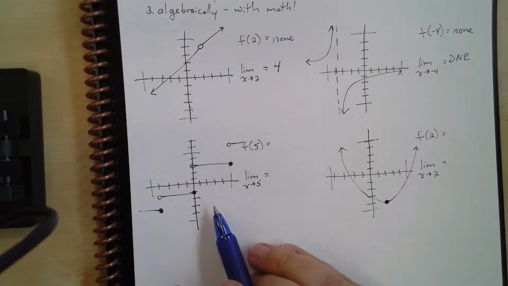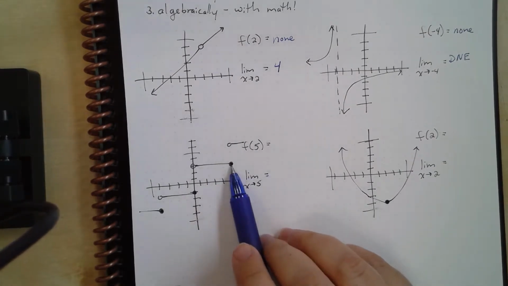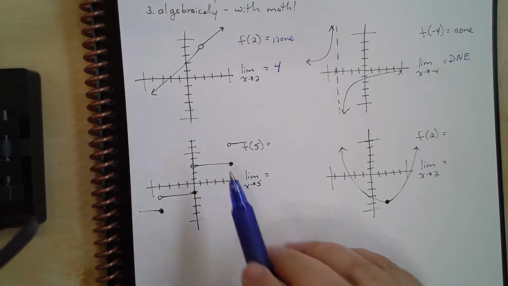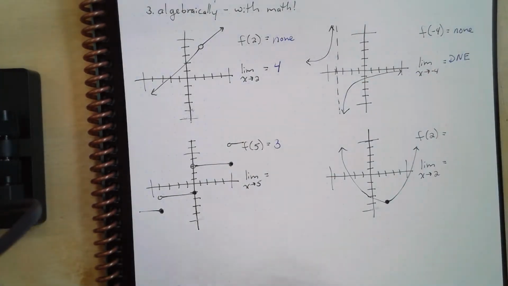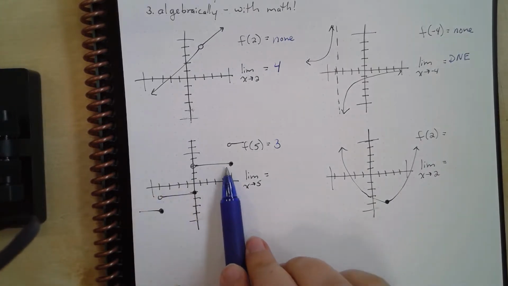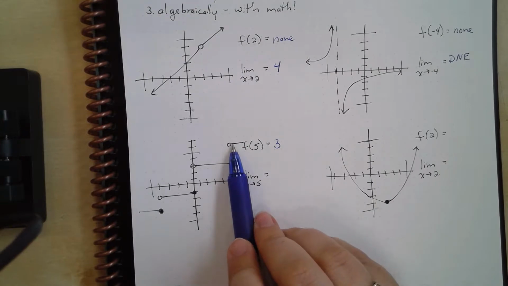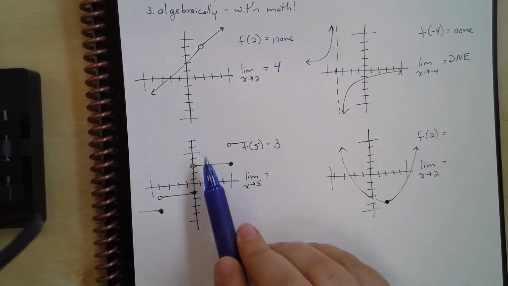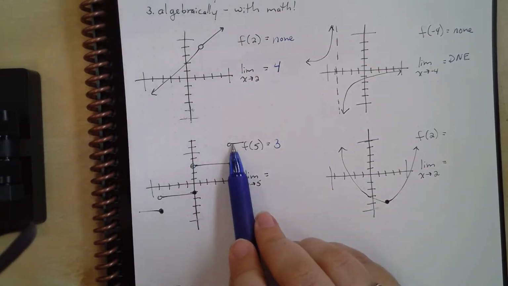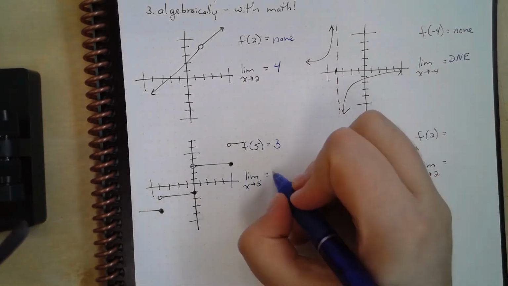Let's look down here. f of 5, if we go to 5, we actually do have a value there. f of 5 is equal to 3. That's nice. But if we look at the limit as x approaches 5, if we approach 5 from the left, we do get to 3. But if we approach 5 from the right, it looks like we're at 6. Because those are different and they're not meeting at the exact same place, our limit does not exist.